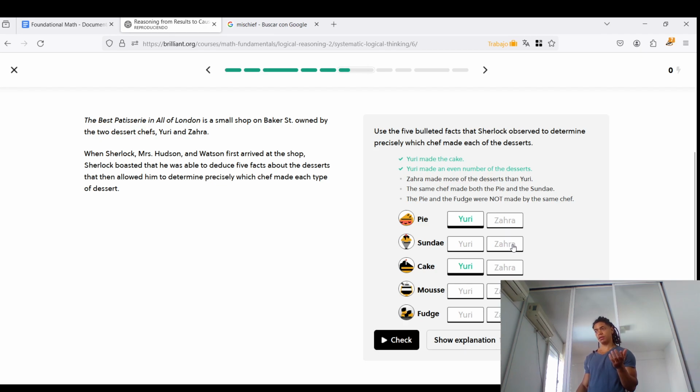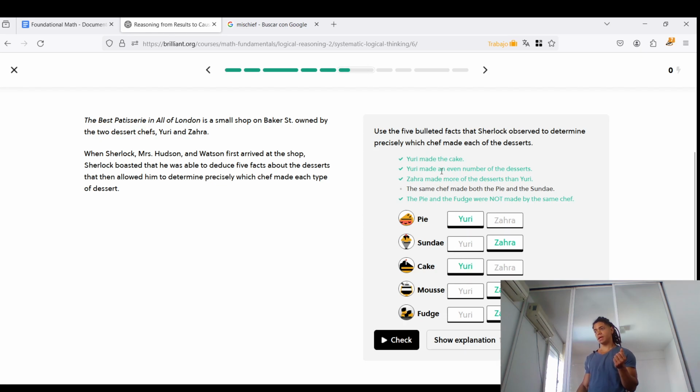So in this case, this condition can be satisfied, which is Sarah made more desserts than Judy, which can be the sundae, the mousse, and the fudge. But the thing here is that the same chef made both the pie and the sundae. The pie and the sundae. Okay? The pie and the sundae.